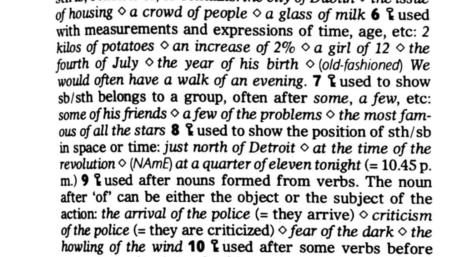Seventh is used to show something or somebody belongs to a group: some of my friends, an example. Number 8 is used to show the position of something or somebody in space or time: that is just north of Detroit. Number 9 is used after nouns formed from verbs. The noun after of can be either the object or the subject, like for example, criticism of the police. They are criticized, that is what is in brackets.